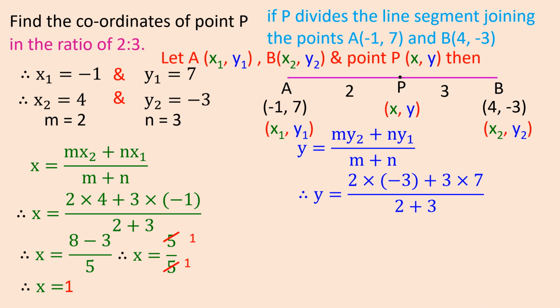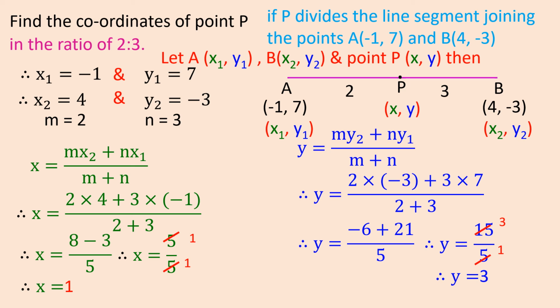Similarly, we have the y coordinate. Substitution here, 2 into -3 plus 3 into 7 upon 2 plus 3. Then simplifying, -6 plus 21 upon 5. Further simplifying, y equals 15 upon 5. Cancellation, 5 three times, 5 one time. So y equals 3. So point P has x and y coordinates, and their values are 1 and 3.